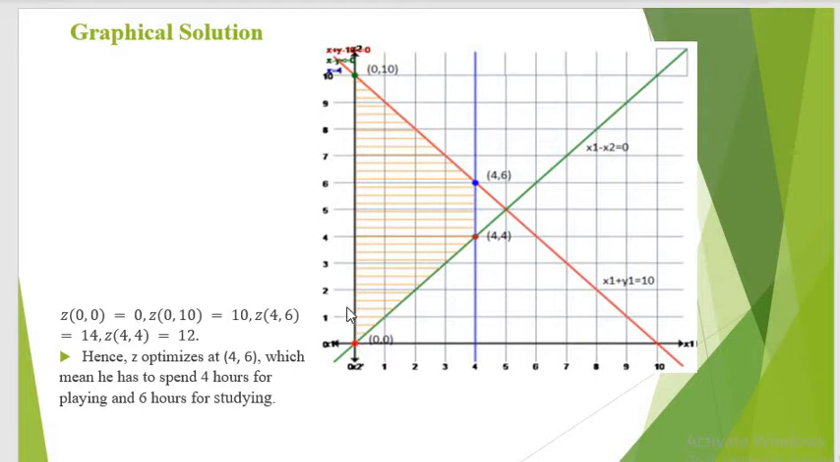Now we will evaluate Z values at these points. Z at (0, 0) equal to 0. Z at (0, 10) equal to 10. Z at (4, 6) equal to 14. Z at (4, 4) equal to 12. Of these, the maximum value corresponds to 14, that is at the point (4, 6). Hence, Z optimizes at (4, 6), which means that he has to spend 4 hours for playing and 6 hours for studying.